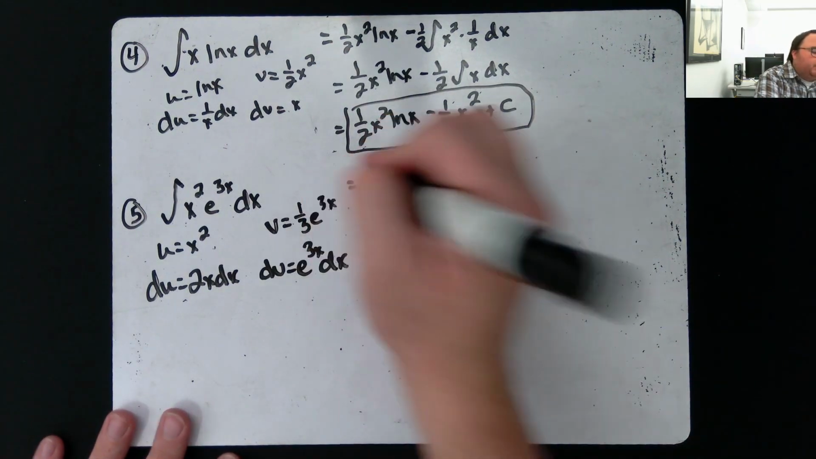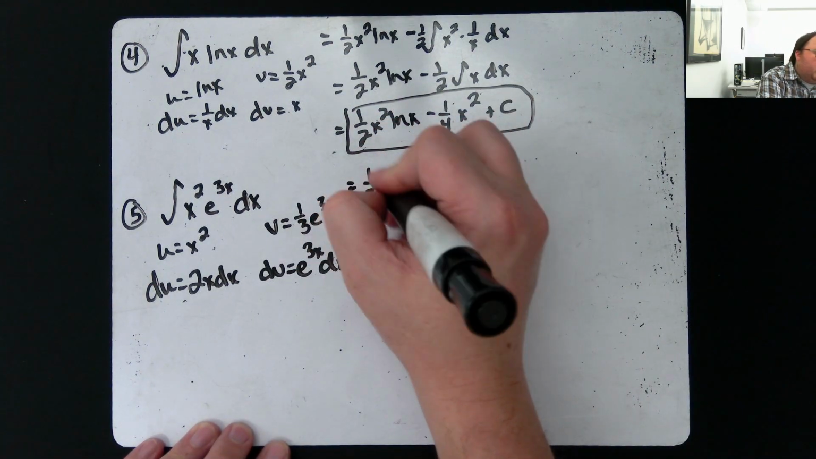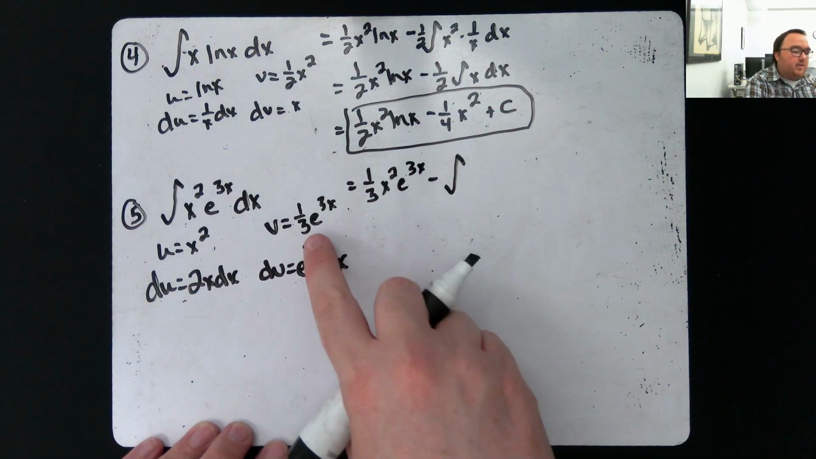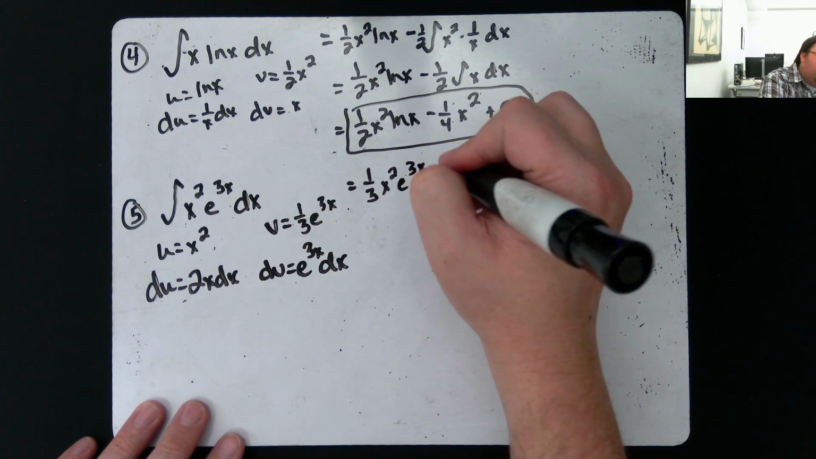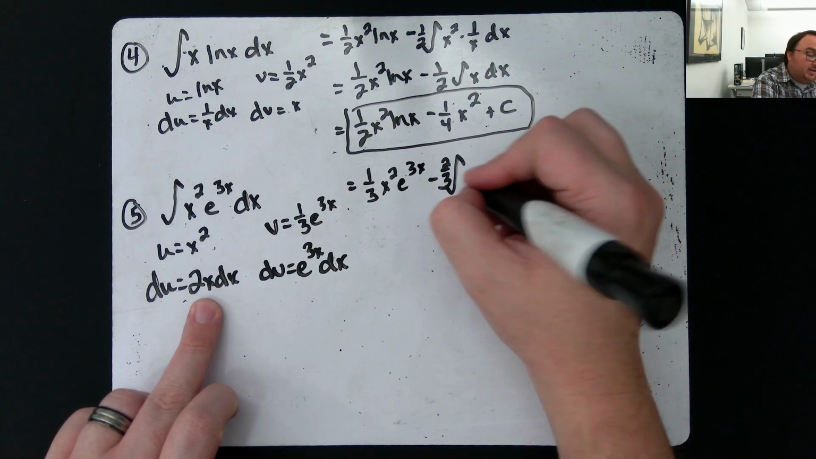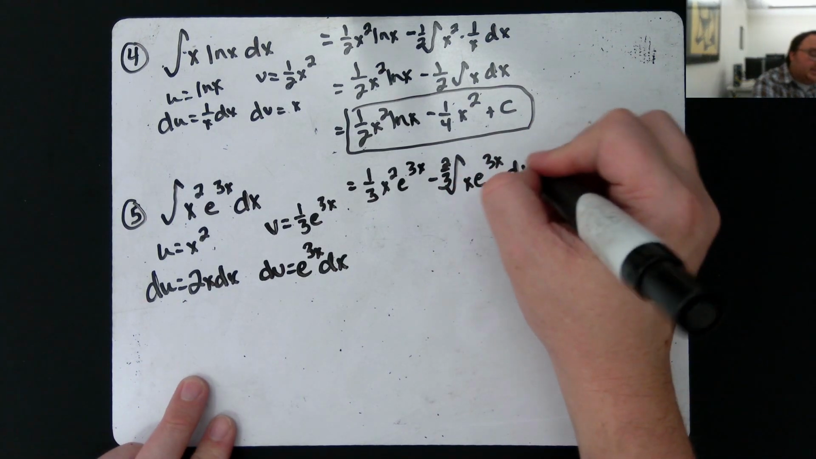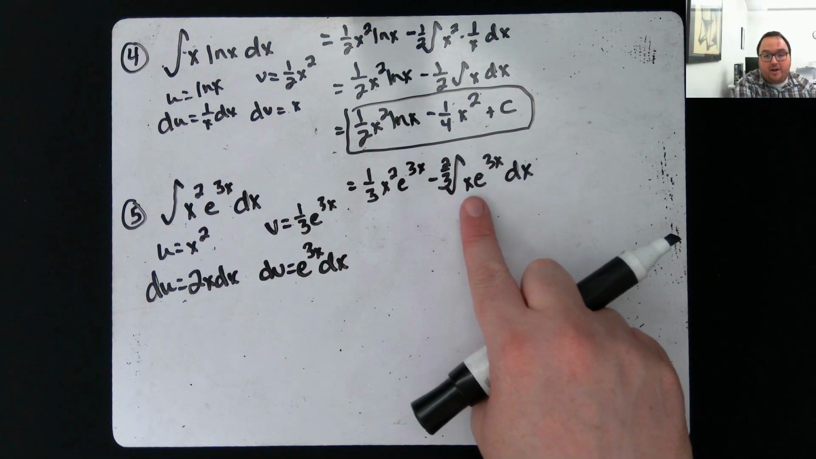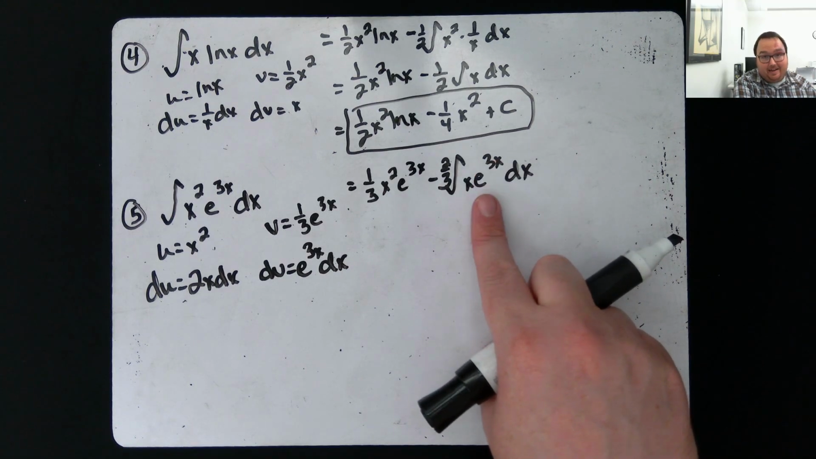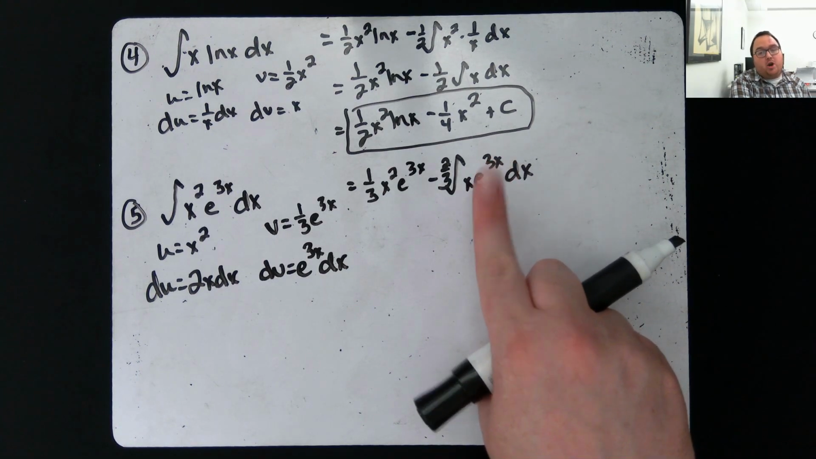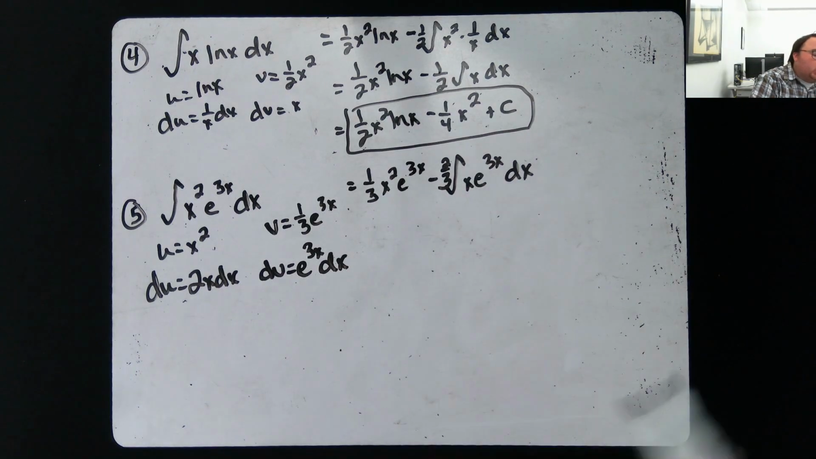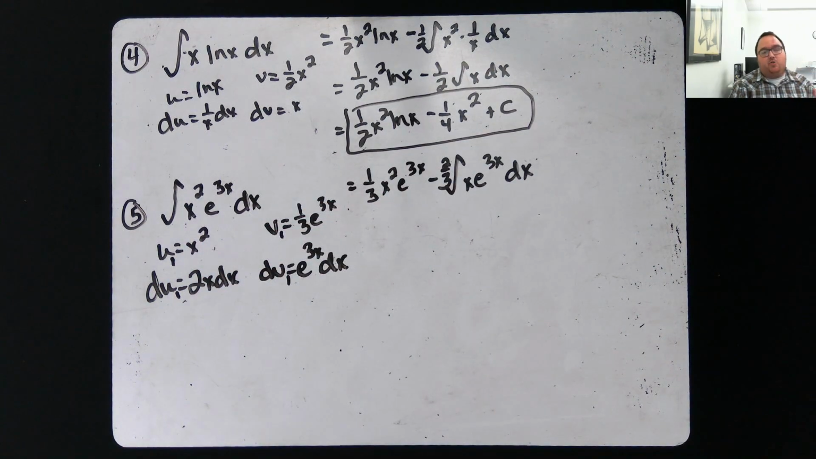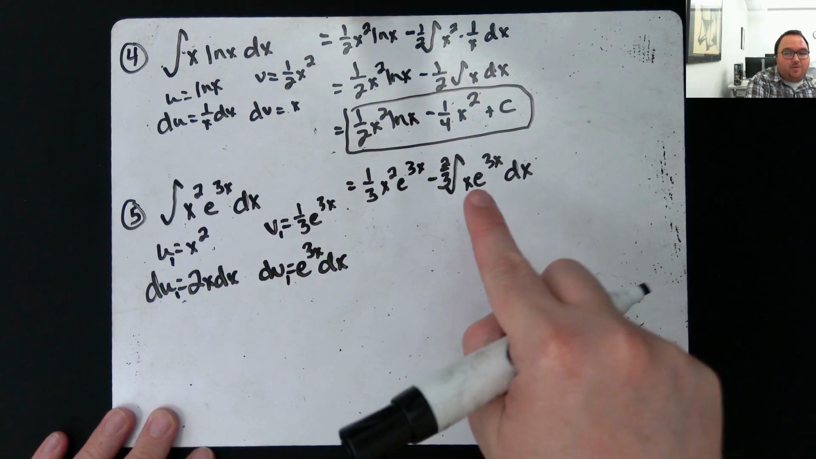So starts with uv. u times v would be 1/3 x squared e to the 3x minus the integral v du. Have a 1/3 here and a 2 there, so this is going to be 2/3 out front. x e to the 3x dx. Now, why is this one kind of weird? Because now I have another product here, so I've got to do this again. So if it helps, let's name these u1 and v1 so that I can now do u2 and v2 because I've got to do it one more time.